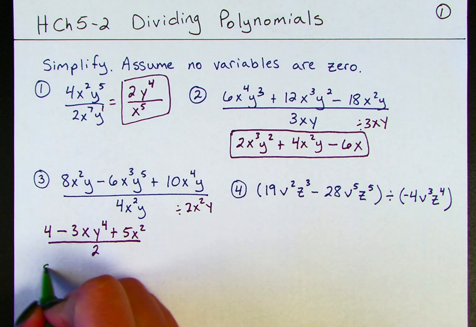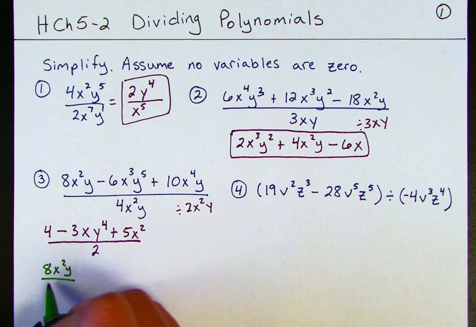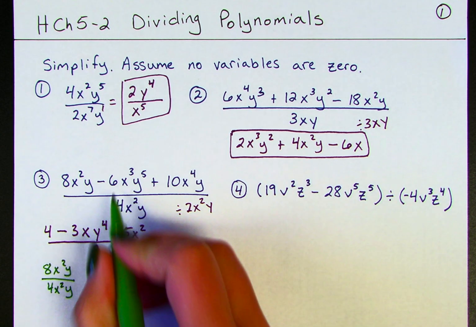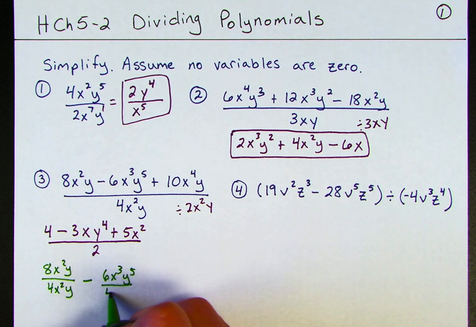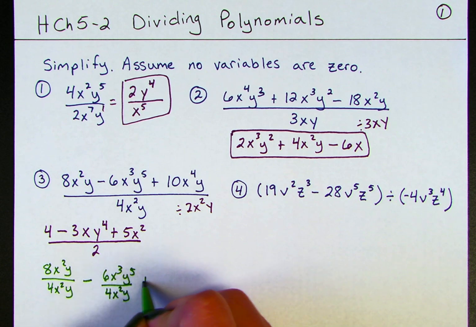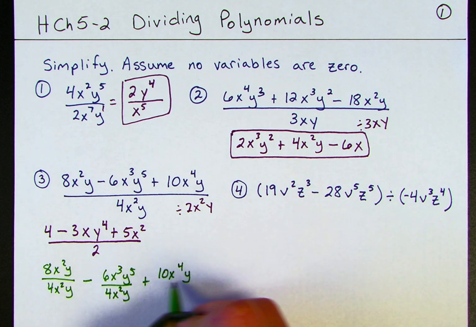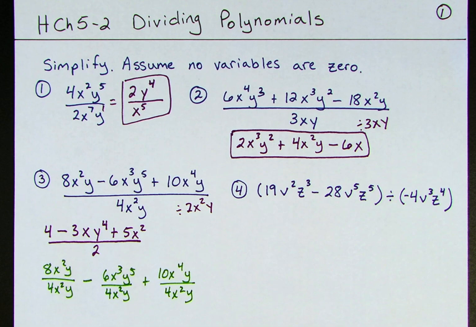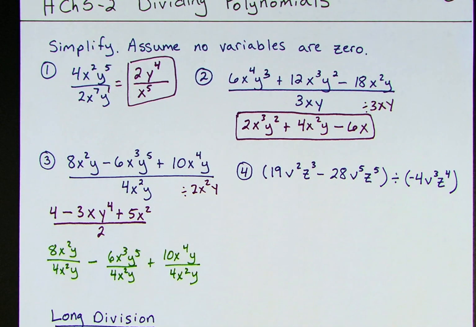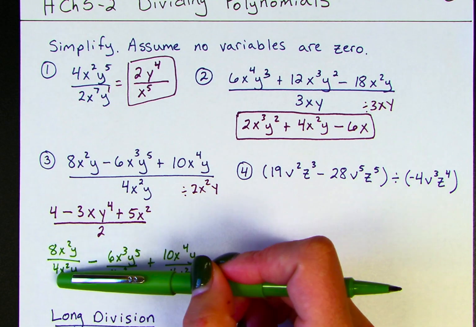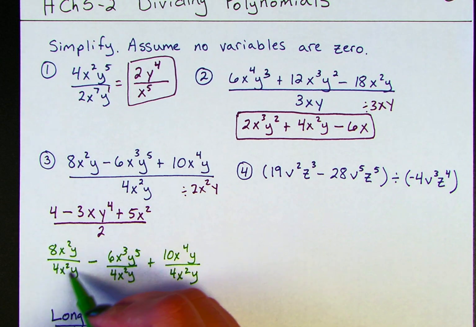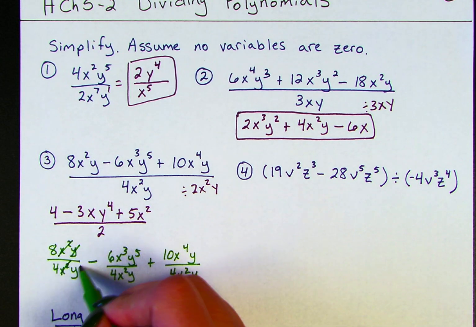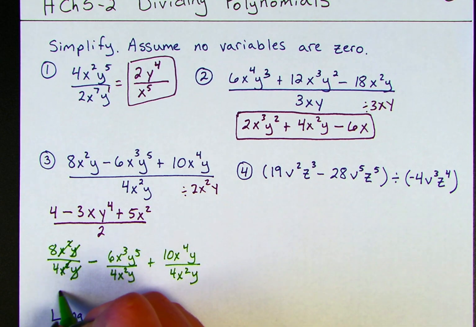So I would think of this as 8x squared y over 4x squared y, and then minus 6x cubed y to the 5th over that same denominator again, and then plus 10x to the 4th y over 4x squared y. Now if we split it up like this, then we're going to simplify each fraction on its own. So I'm simplifying this part, then this one, then this one. That means this would cancel for the x's and the y's, and 8 divided by 4 is 2.